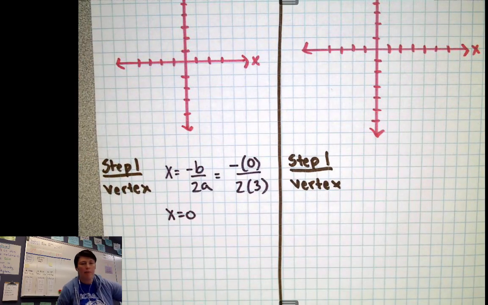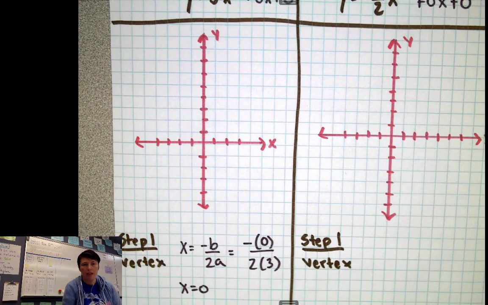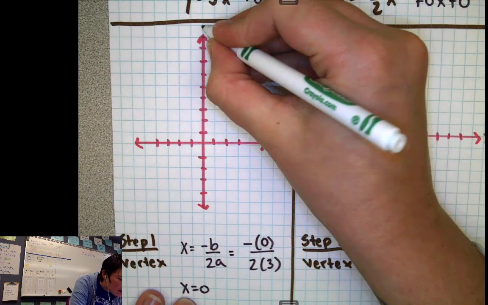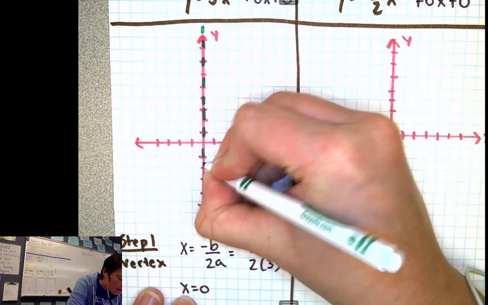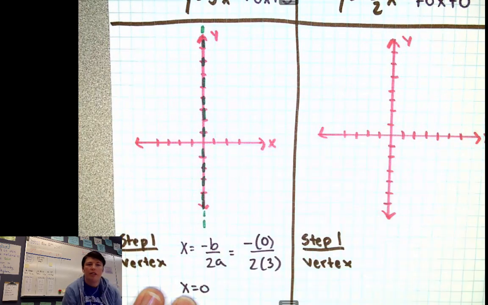And that kind of makes me happy. It means that on my graph up here, right down the center where 0 is is also my line of symmetry. So I'm going to put it right there.